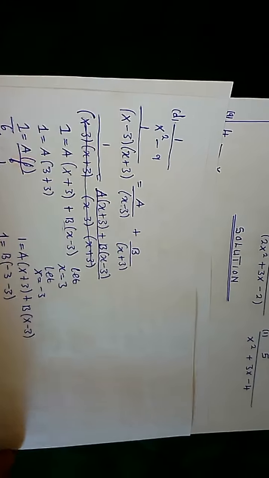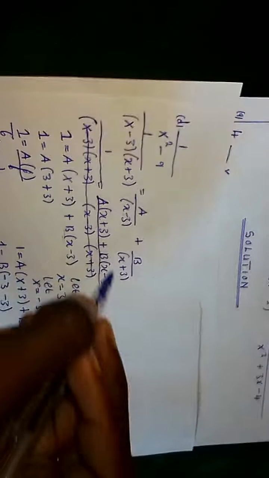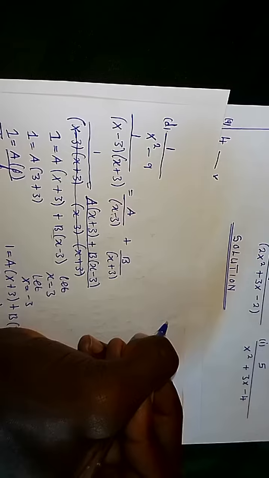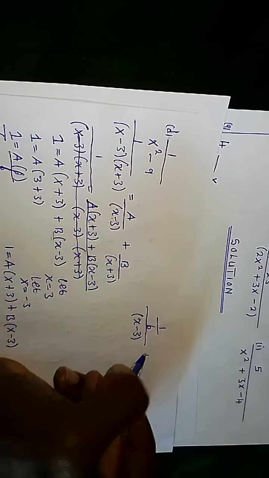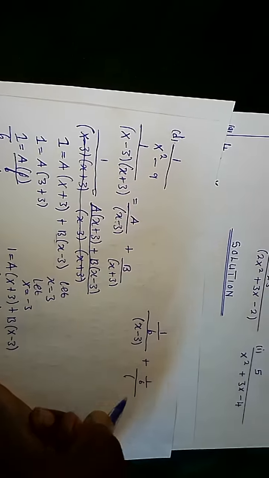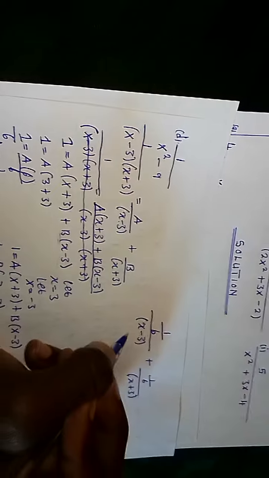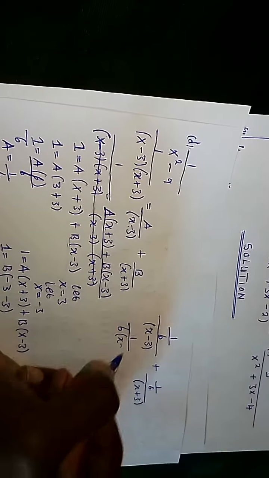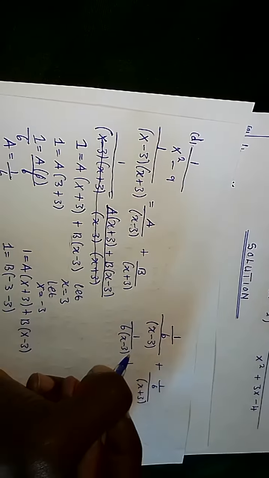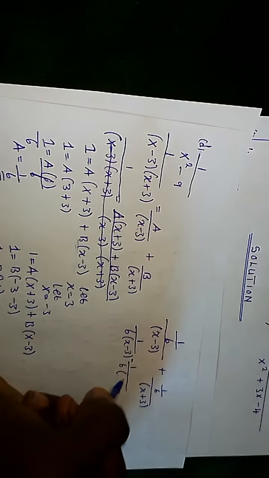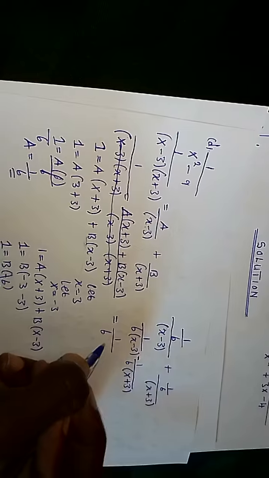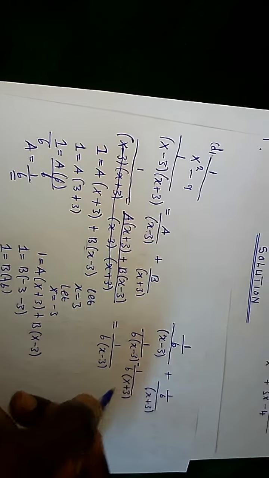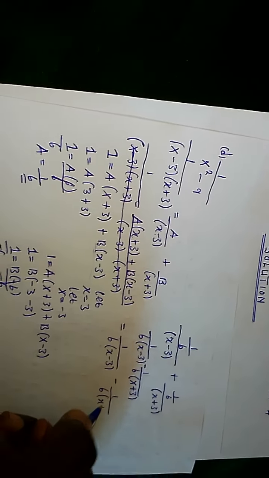Okay, we get to our partial fraction. Our partial fraction is here. Therefore, where there is a, I'll replace with 1 over 6. Then we're going to put x minus 3, plus 1 over 6 over, then we say x plus 3. Then this is just the same as 1 over 6(x minus 3). This was a negative, right? So it's going to be minus 1 over 6(x plus 3). So therefore our final answer is going to be 1 over 6(x minus 3), like this, minus 1 over 6(x plus 3).